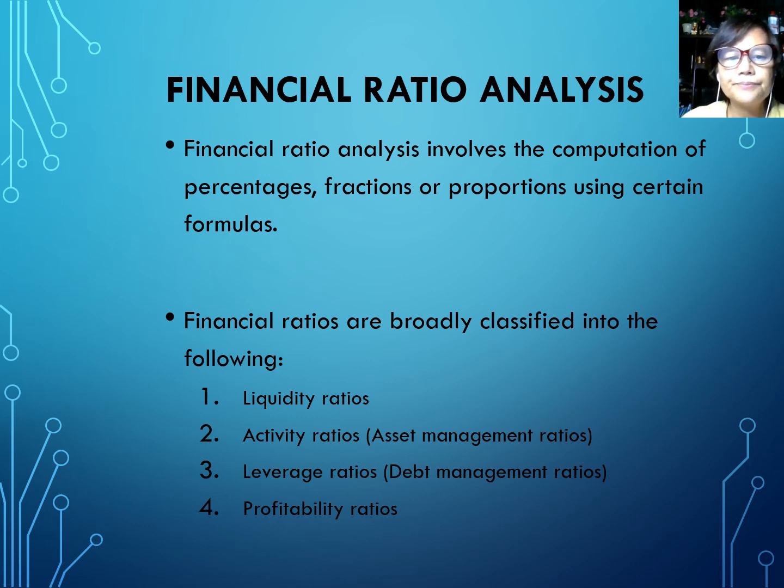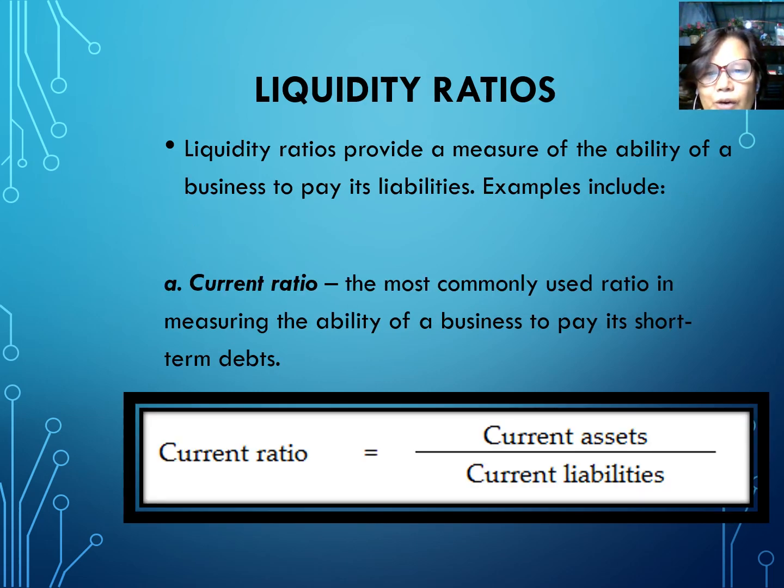Okay? Let us discuss now the liquidity ratios. So, liquidity ratios provide a measure of the ability of a business to pay its liabilities. Number one example is current ratio. This is the most commonly used ratio in measuring the ability of a business to pay its short-term debts. So the formula is current ratio is equal to current assets all over current liabilities.